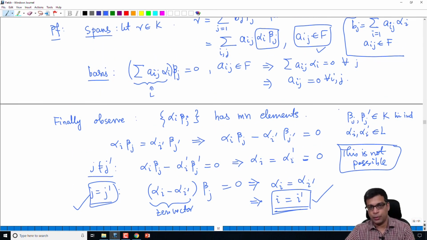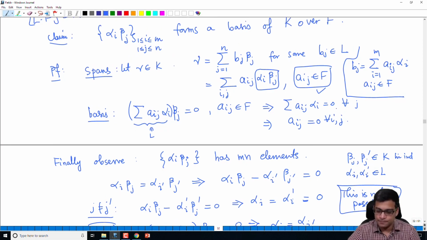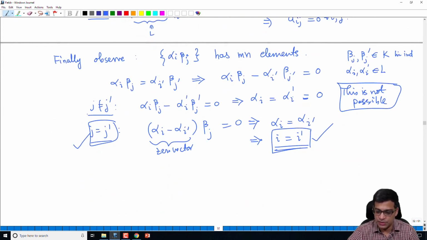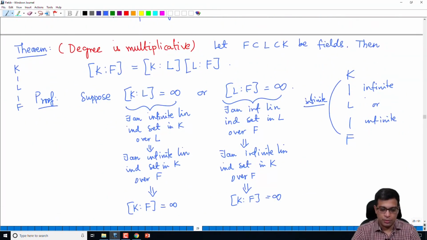So please think about this last part carefully. We have shown that these are linearly independent, and we have shown that they are different elements. Strictly speaking, the fact that they are linearly independent already shows that they are different, but if that point is not clear in the linear independence part, I wanted to do this explicitly again. So now this does complete the theorem. We have shown that the degree is multiplicative.